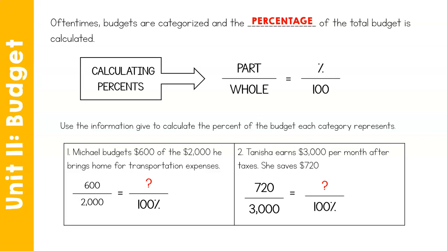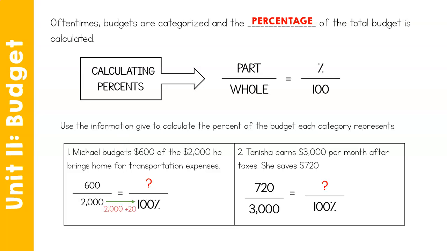So the first example, Michael budgets $600 of the $2,000 he brings home for transportation expenses. So I already went ahead and set up my proportion. Now the 2,000 is his total or his whole. 600 is what he's budgeting for, so that's the part. And we're trying to figure out what percentage of the $2,000 is 600. So again, remember, we want to work with what we know. So we want to go from the whole, which is $2,000, to the 100%. And how do we do that?